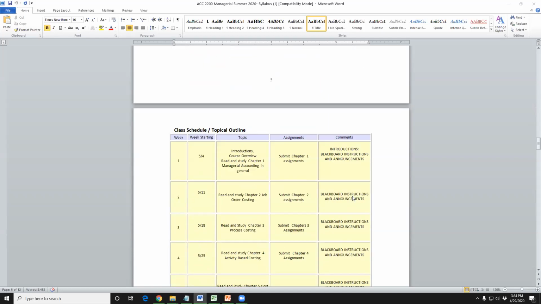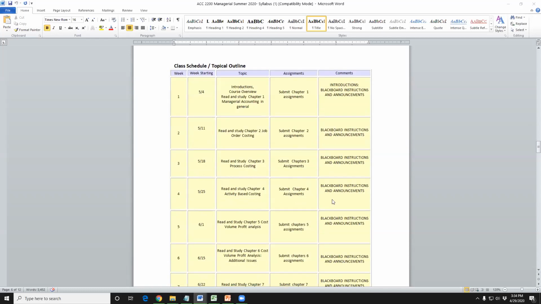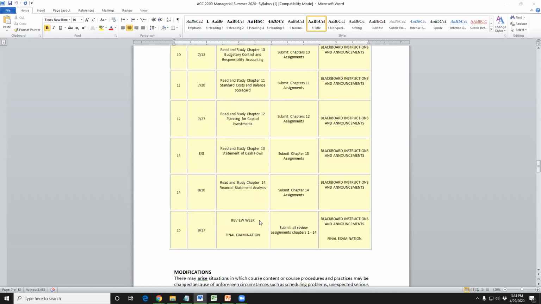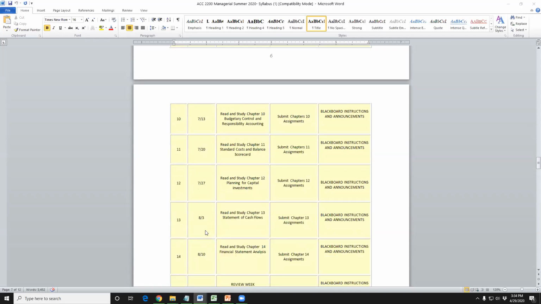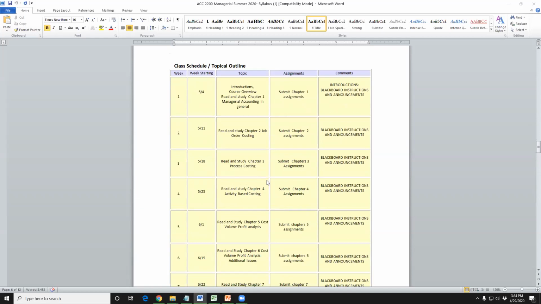I'm sorry, here's the schedule. As I mentioned, we're going to cover about a chapter a week. It starts this week, May 4th, and we go all the way through the middle of August. Every week we'll cover a chapter, every week we'll have a quiz, and we'll have a discussion board. If there's anything else that I can do to assist you along the way, please let me know.